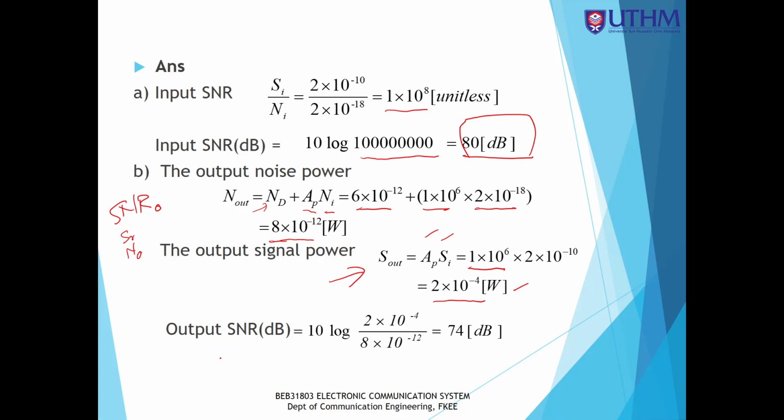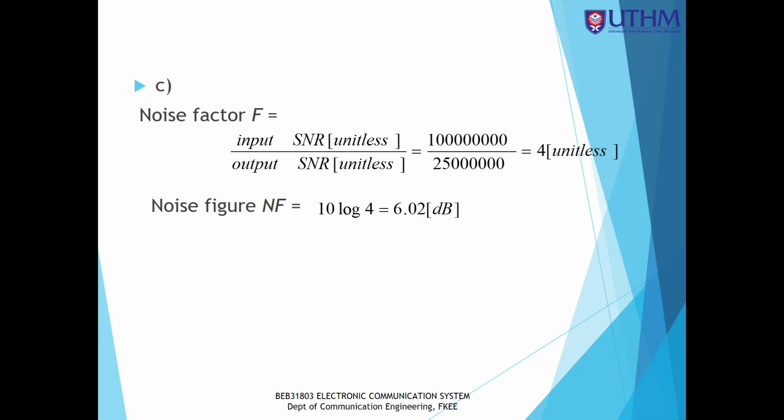So therefore SNRO equals 10 log SO divided by NO, which is 2 times 10 to the power of negative 4 divided by 8 times 10 to the power of negative 12. So you will get 74 decibel. The next question asks, how much is the noise factor?